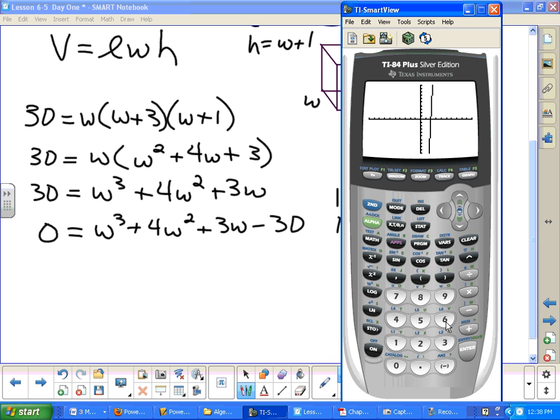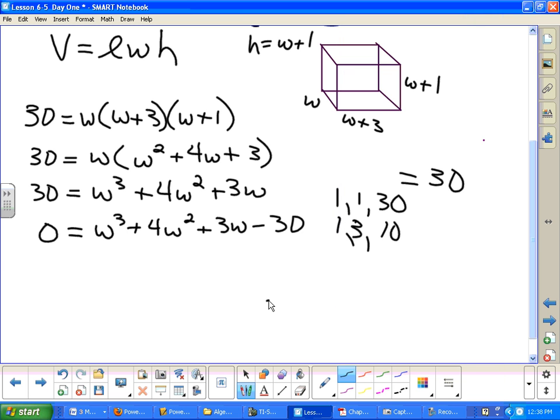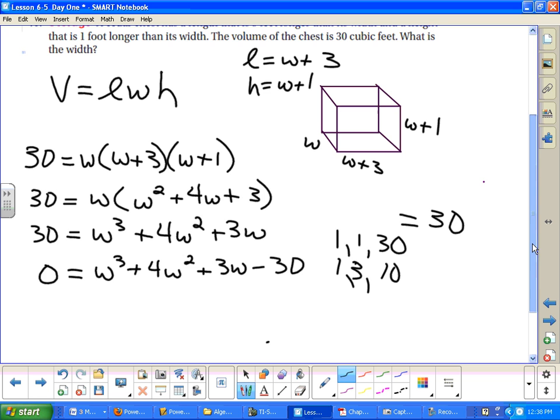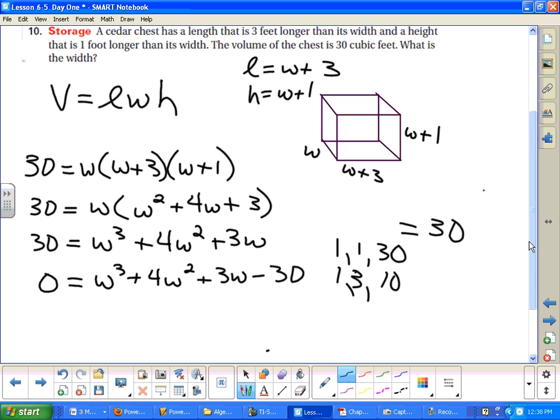All right. Okay. So we can see that in this case, it only crosses the x-axis once, right? And where is that at? At 2. Okay. So their question was, what is the width of the chest? So the width is 2 feet.